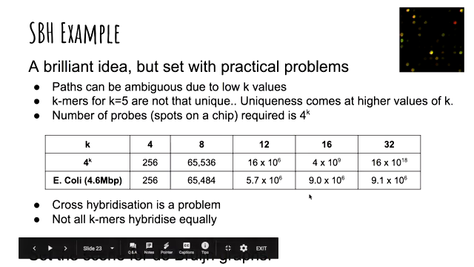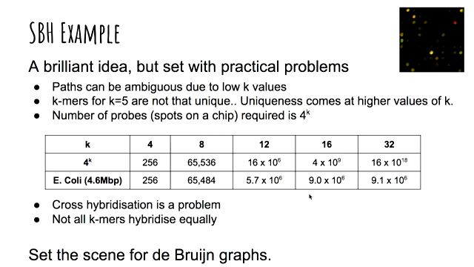Okay, and then cross-hybridization is a problem, so anything with high GC would just stick to everything and mess everything up, and not all the k-mers would hybridize equally. So some of them would have a little spot, and it would only fluoresce a little bit, and you'd say, is it actually present, or is it just cross-hybridization, or is it just weak hybridization?